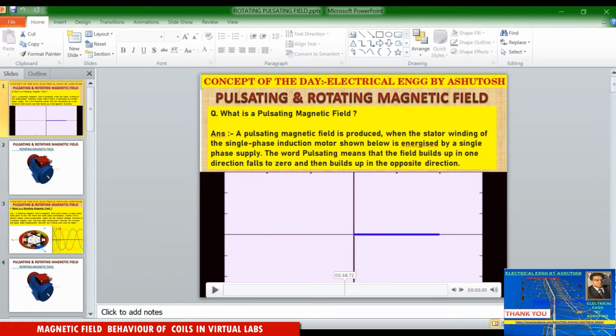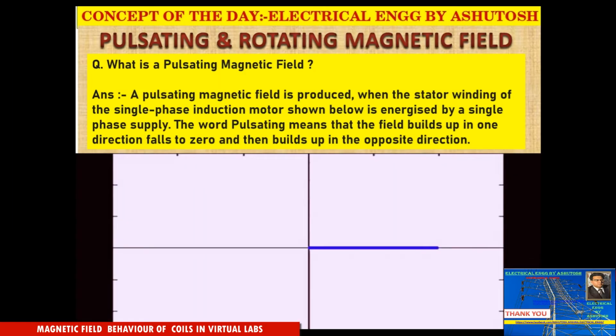So here you can see what is pulsating magnetic field. The question arises: pulsating magnetic field is produced when the stator winding of a single phase induction motor is energized by a single phase supply. And the word pulsating means that the field builds up in one direction, falls to zero, and then builds up in the opposite direction. This is the video.